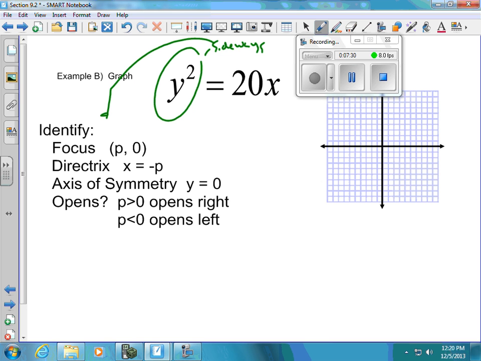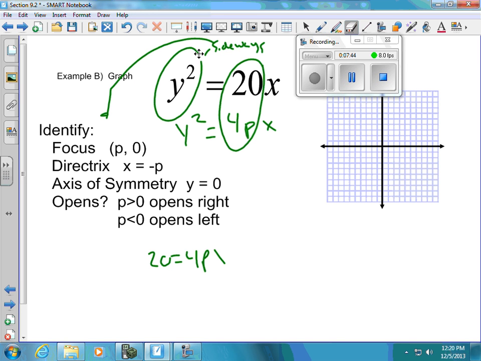Same thing, y squared equals 20x, but y squared also equals 4px. So we have 20 equals 4p, leave the x out of it. Divide by 4, we get p is 5. P is greater than 0, so it opens to the right. So we can now use that to find the rest of these pieces.